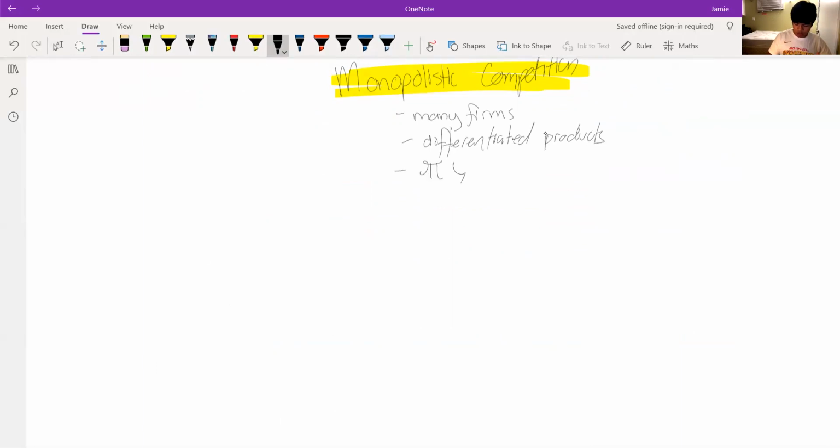Profit, so it's greater than zero. Oh, sorry. Profit is equal to zero in the long run. They are price setters. And yeah, that's all that comes to my mind.